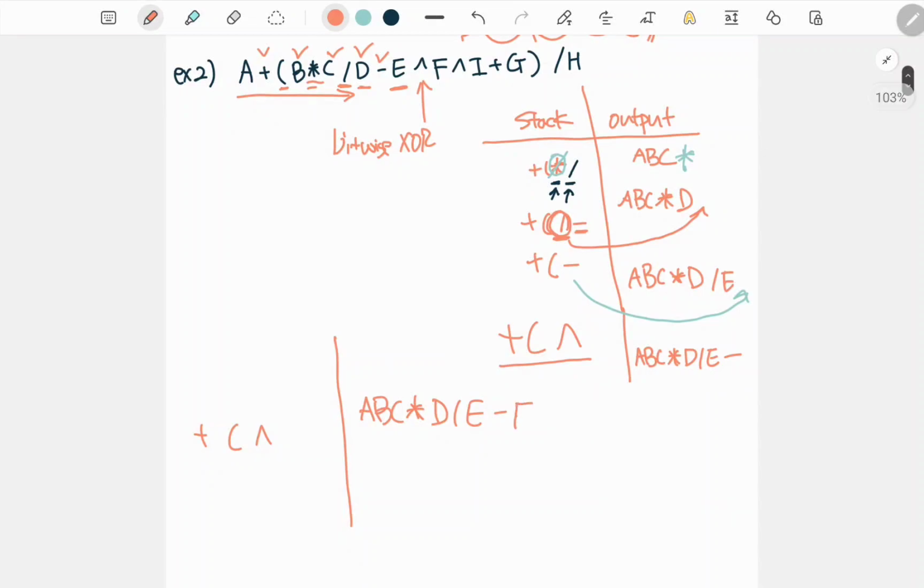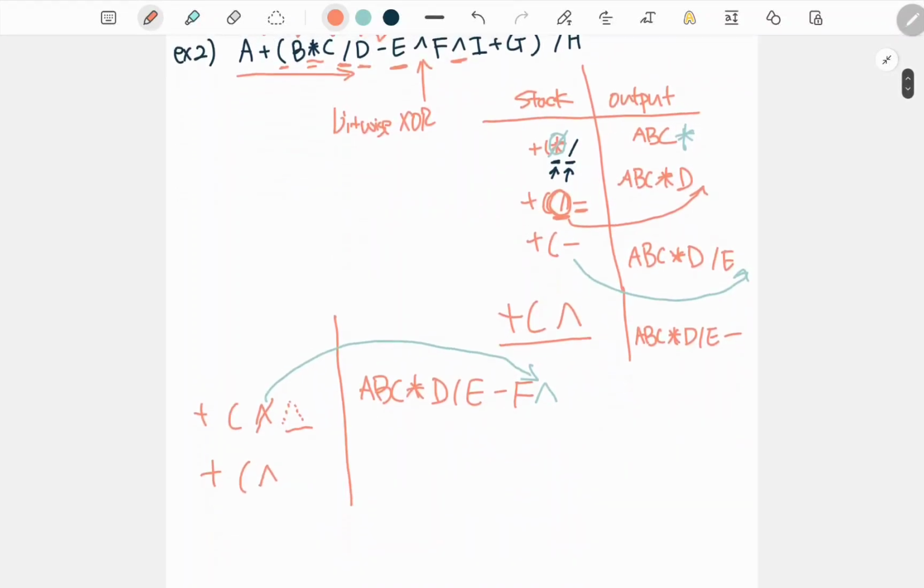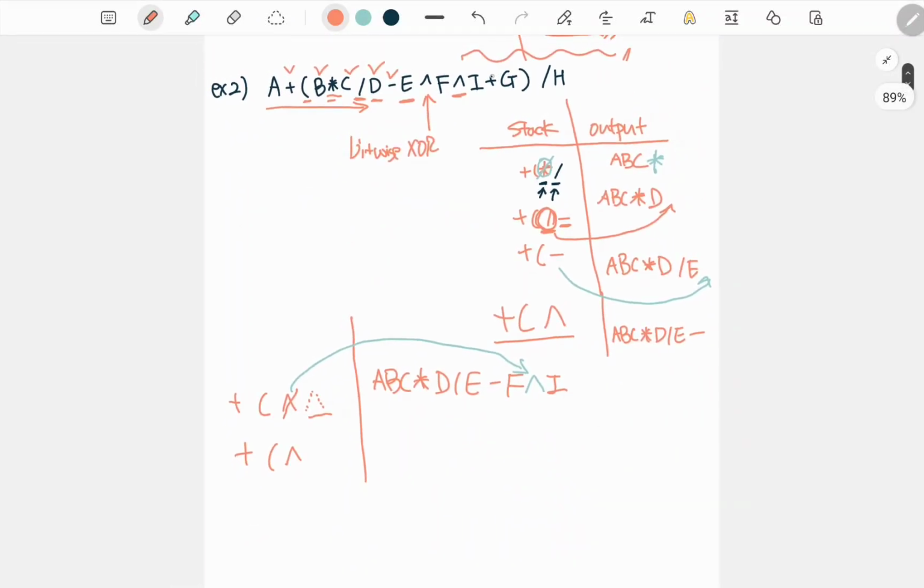So F would go here, and then XOR again. When they meet, since they have the same priority, it should go here. Since they have the same priority, we're going to pop one out and then leave this one in again. So like this, we're going to pop one out here. This would go here. And then next would be I. And then we have plus.